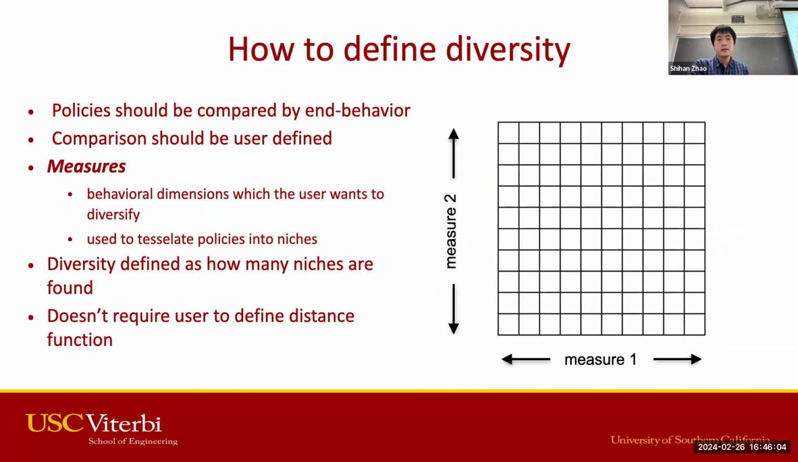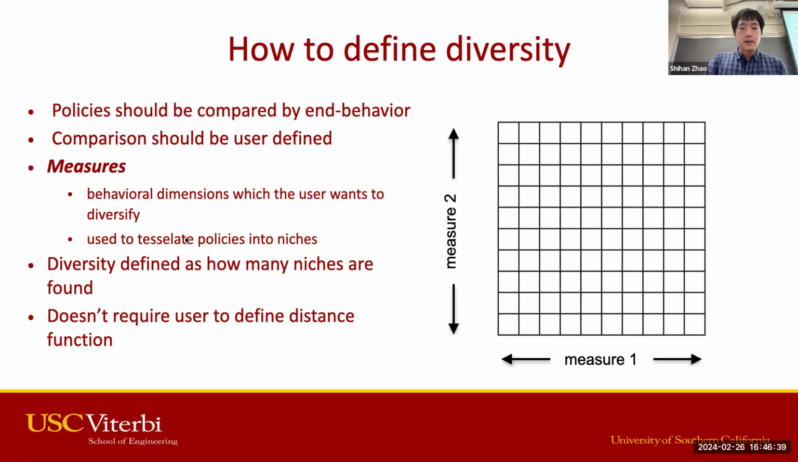Okay. So I guess the lesson that we can learn from that is that we really want to measure diversity by comparing the end behavior of our policies instead of the parameters of the policies. And because of the nature of this diversity, we often want the behavior that we compare to be defined by the user. Therefore, we have this thing called measures. These are user-defined end behavior features that we want to compare two policies based on.